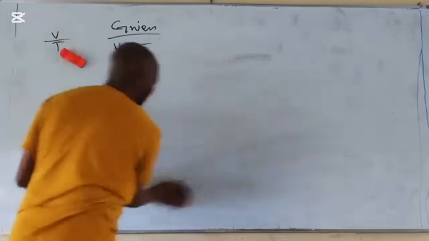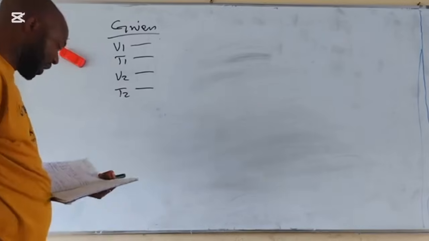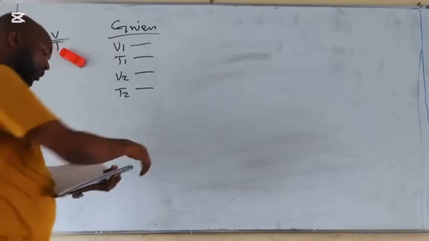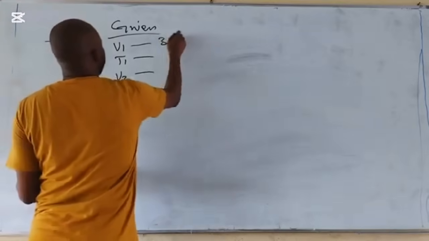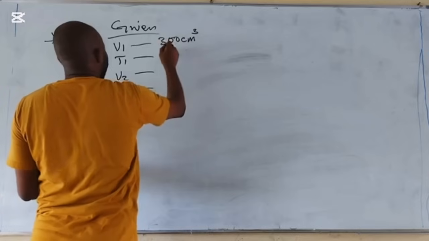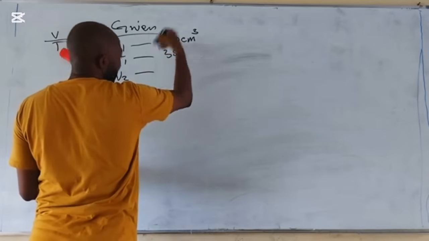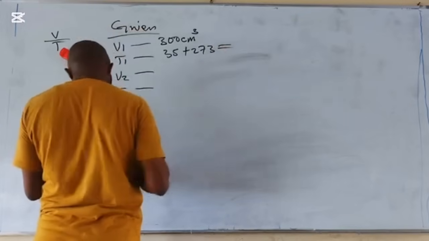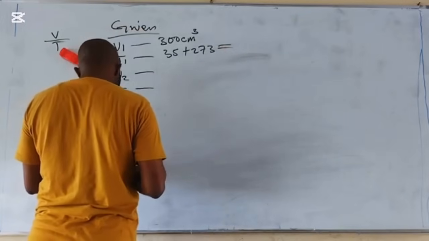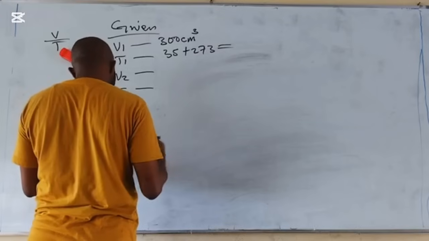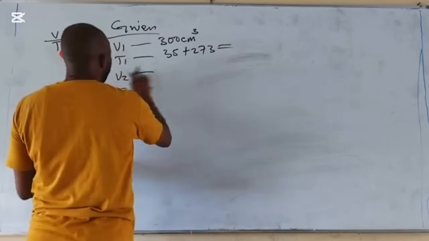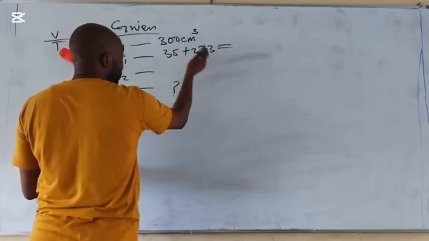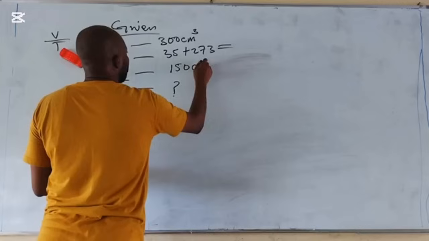The sixth question says, a certain mass of gas occupies 300 cm cube at 35 degrees Celsius. So we'll add 273 to take it to Kelvin. At what temperature will it have its volume reduced by half? At what temperature will the volume of this reduce by half? If you reduce by half, that becomes 150 cm cube.